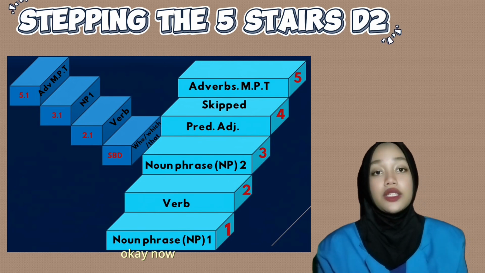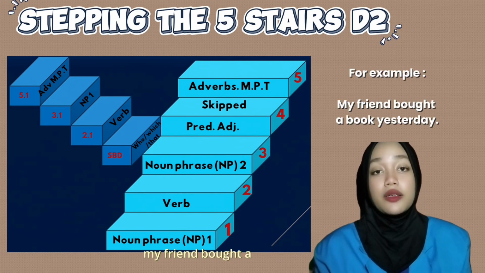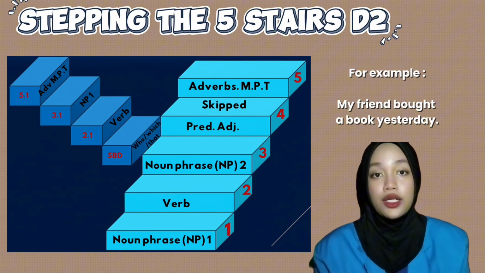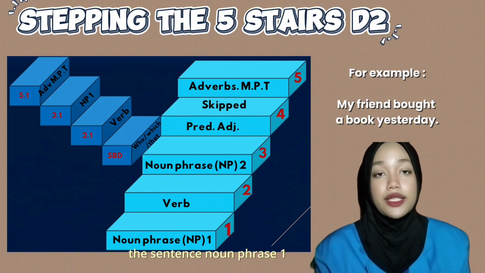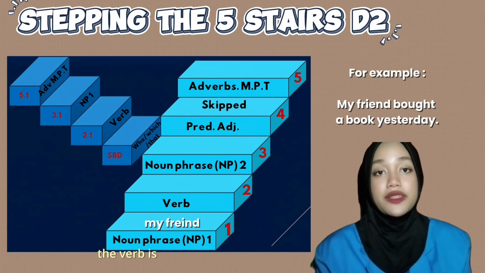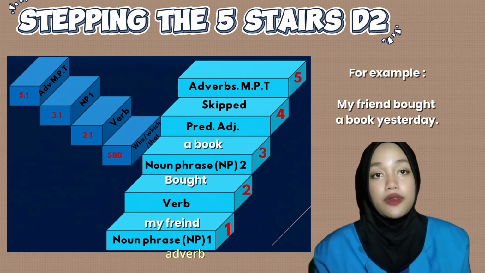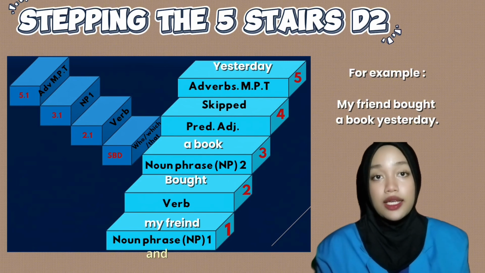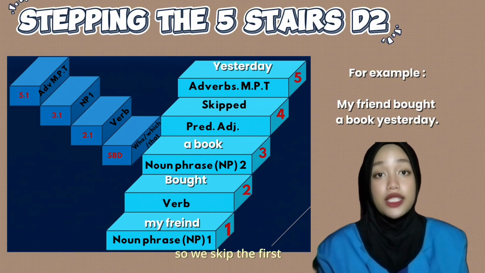Okay, now let's start with a simple sentence. My friend bought a book yesterday. We can break down the sentence. Noun phrase 1 is my friend. The verb is bought. Noun phrase 2 is a book. Adverb of time is yesterday, and there's no predicate adjective, so we skip the fourth stair.